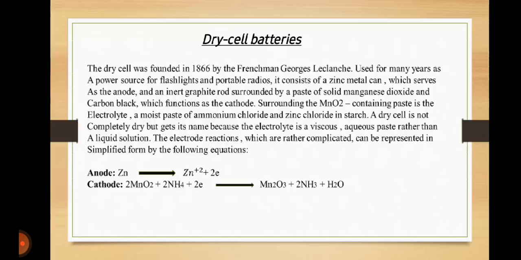A dry cell is not completely dry but gets its name because the electrolyte is a viscous aqueous paste rather than a liquid solution. The electrode reactions, which are rather complicated, can be represented in simplified form by the following equations. At the anode, as you can see, zinc is oxidized and at the cathode, manganese dioxide is reduced to manganese trioxide.